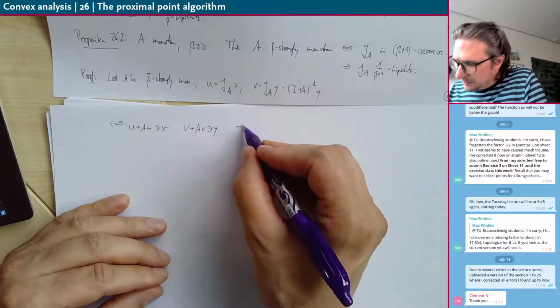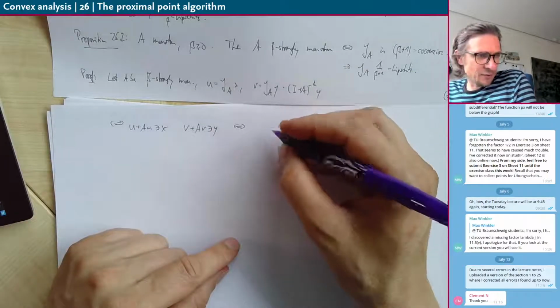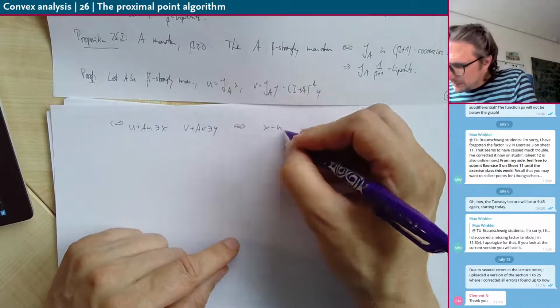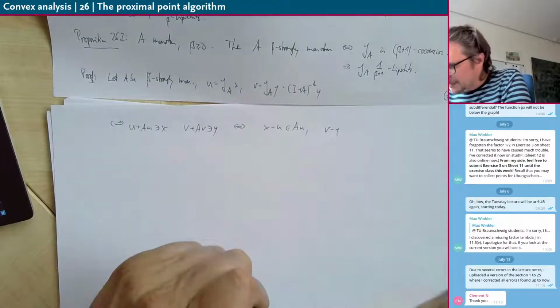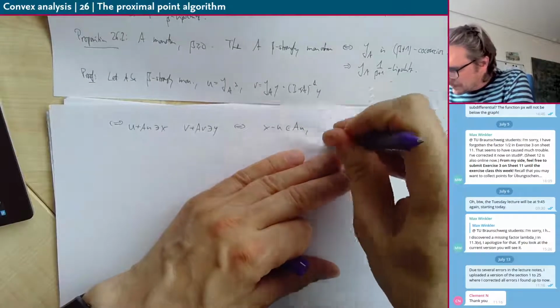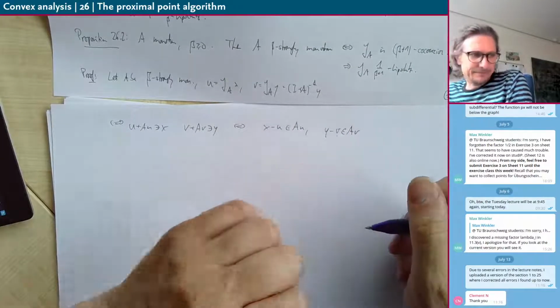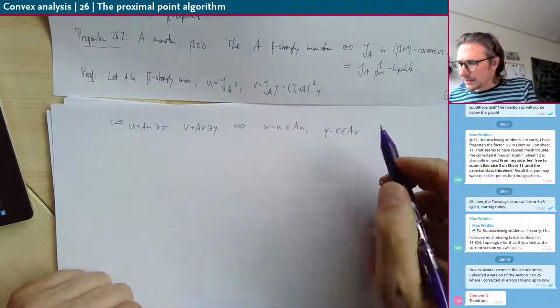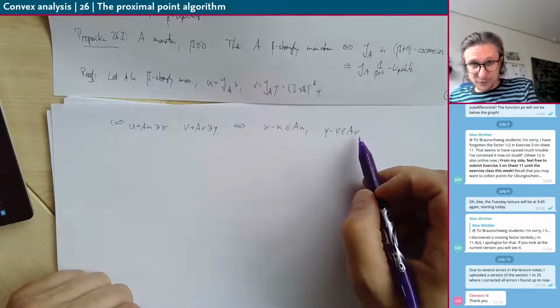Okay, we rewrite it, so bringing u to the other side, having x minus u is in Au, and y minus v is in Av. Okay, and actually there's a typo in the lecture notes, I'm going to correct. This is of course v here.